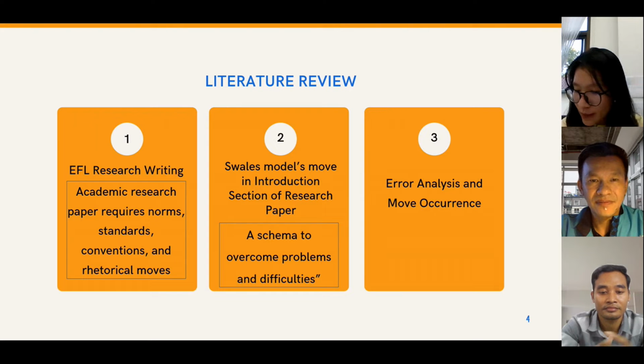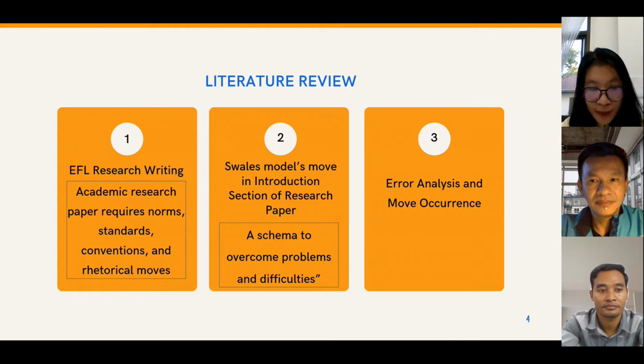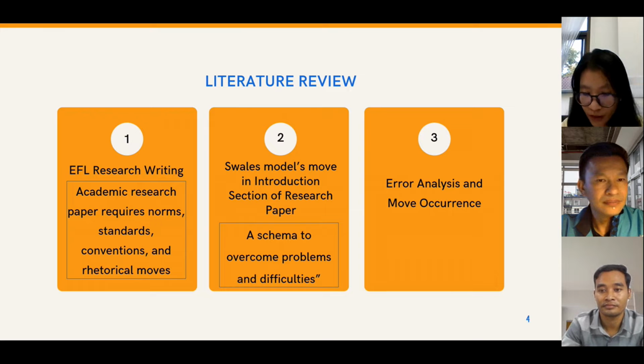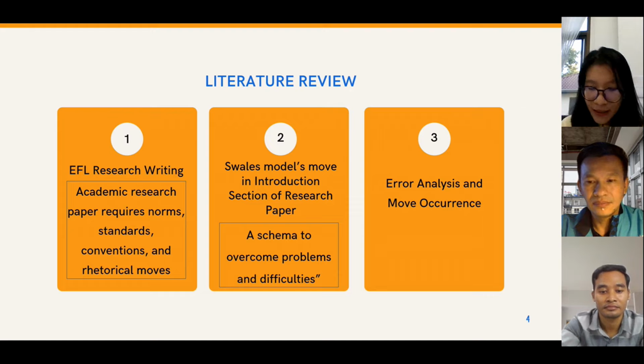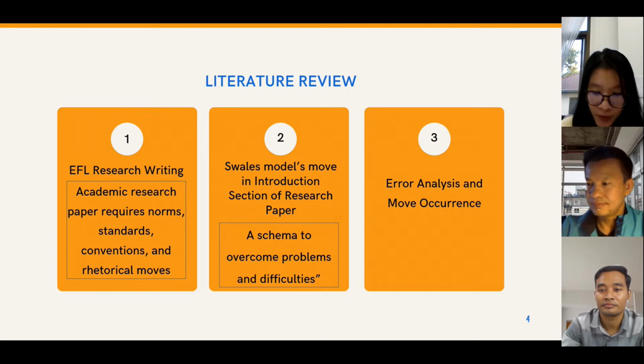So for this paper, we conducted a preliminary literature review. For the first part is the EFL research writing. So according to Dudley and St. John's in 1998, academic writing for undergraduate students prepares students with skills needed in English language studies. Writing academic research paper is considered as an advanced requirement for ESL or EFL students due to the expectation of its manners in norms, standards, conventions, and rhetorical moves.